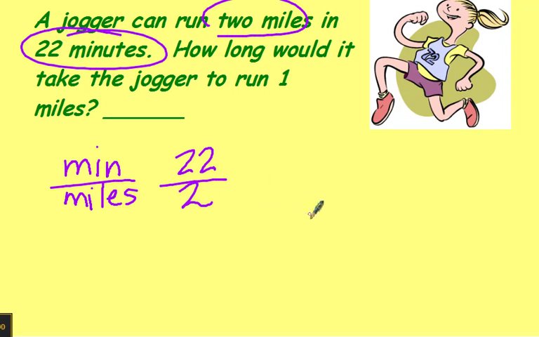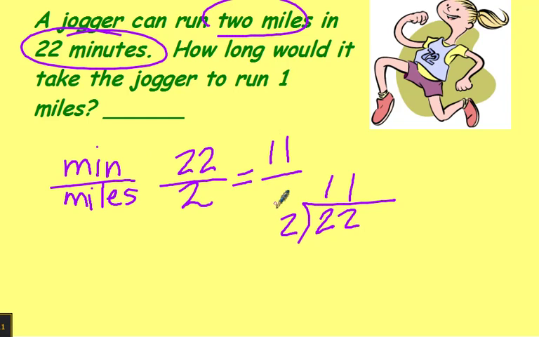And then all you need to do here is divide. 22 divided by 2 equals 11. So it takes you 11 minutes to run 1 mile. Now you're going to see the word per a lot, so you would say 11 minutes per mile.